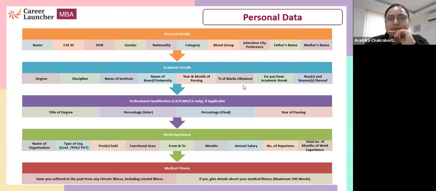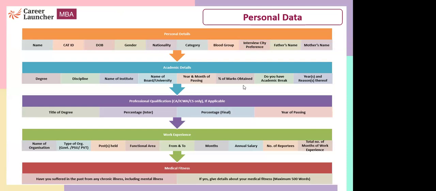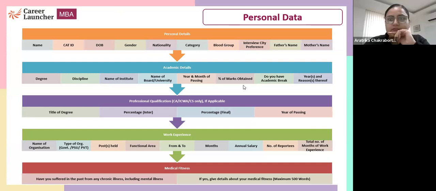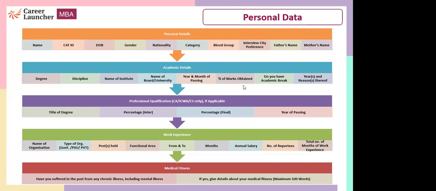Ma'am, I have completed my CA intermediate back in November 23. Okay. And in the CAT application form that I filled for the examination, I have put my marks over there. So should I put my marks? If yes, then what will be the year of passing?